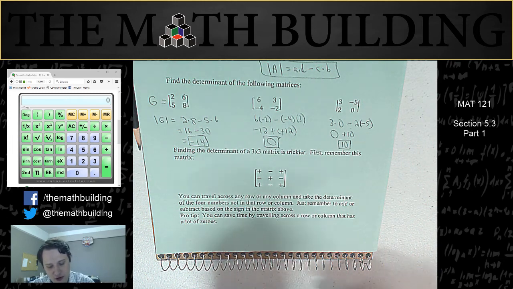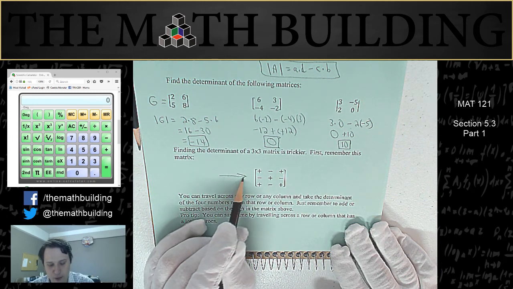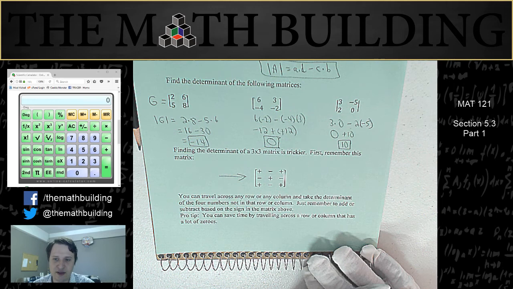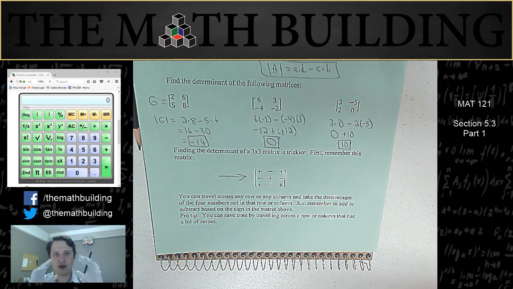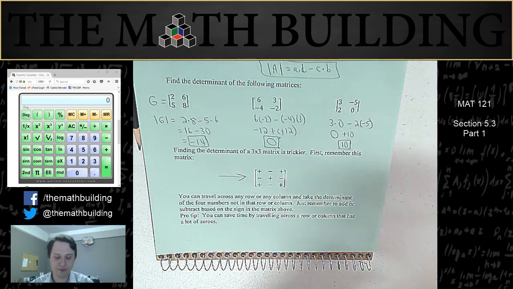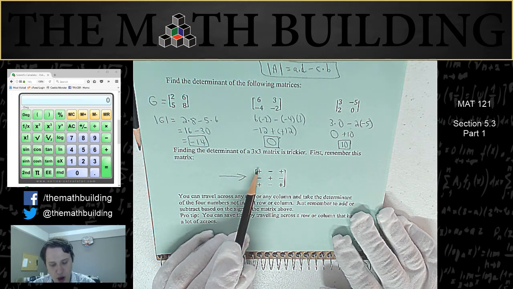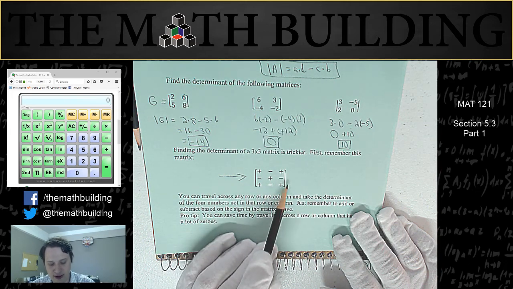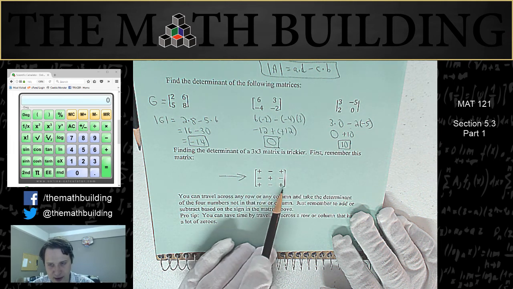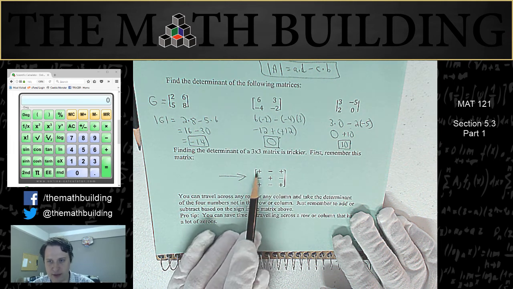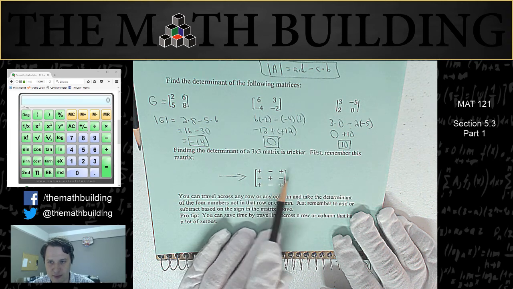So here is what you want to have in your brain when you're thinking about finding the determinant of a 3 by 3 matrix. Basically, the determinant of a 3 by 3 matrix is going to be made up of several 2 by 2 determinants. So just know that there's this structure inside of a matrix that goes plus, minus, plus, minus, plus, minus, plus, minus, plus. And so these just keep alternating.